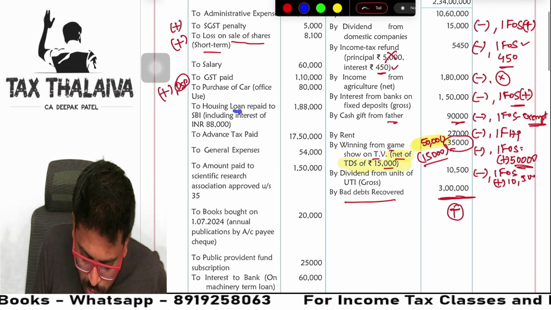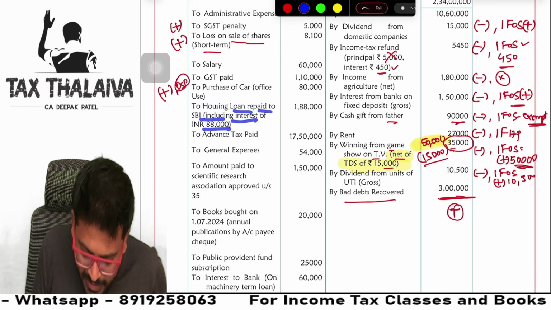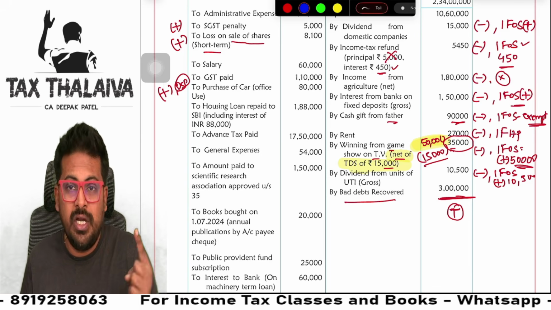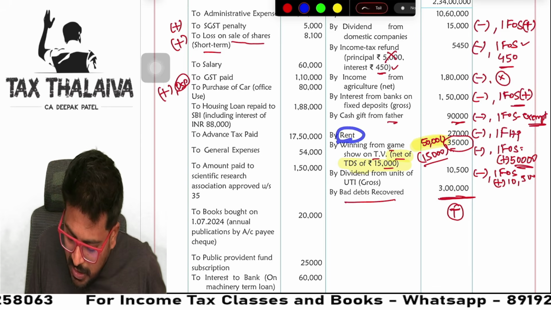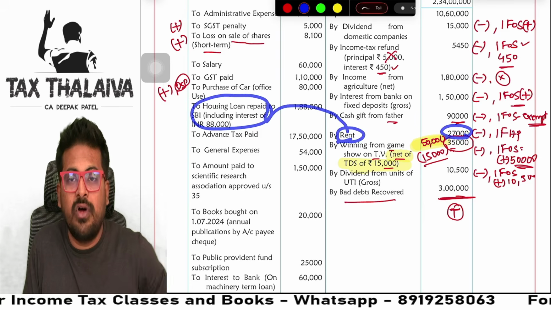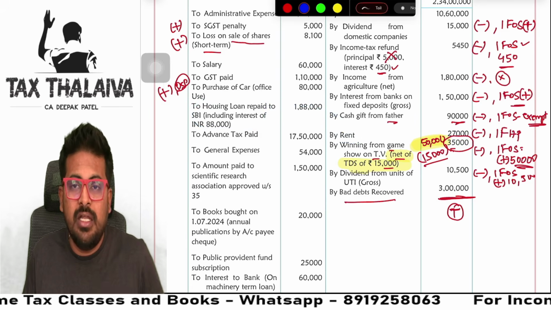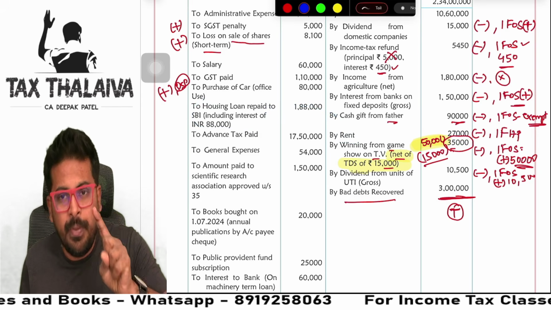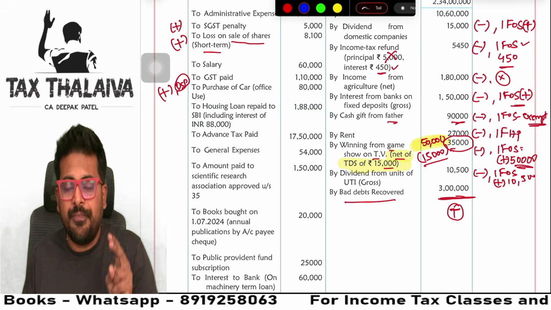Next, housing loan repaid to SBI including interest of 88,000. Housing loan, that is a personal expenditure, guys. See here, rental income is offered. This rental property, or whatever housing loan was taken for this property, you cannot claim it here. No, if you want to claim interest, you will claim it under income from house property head under section 24.